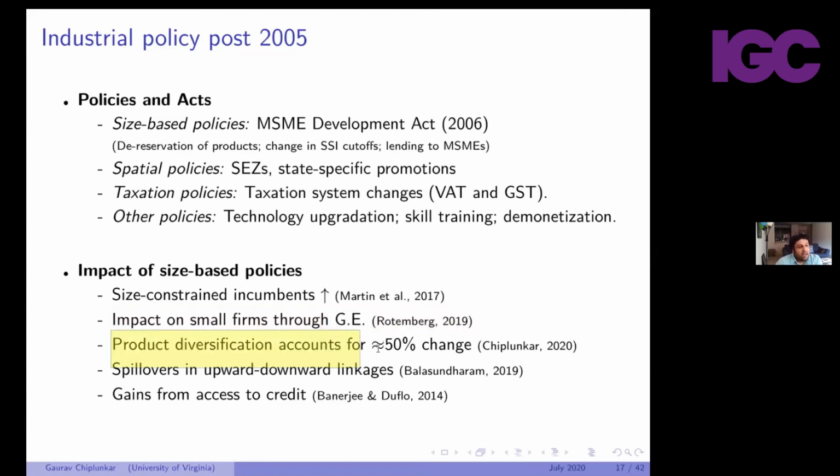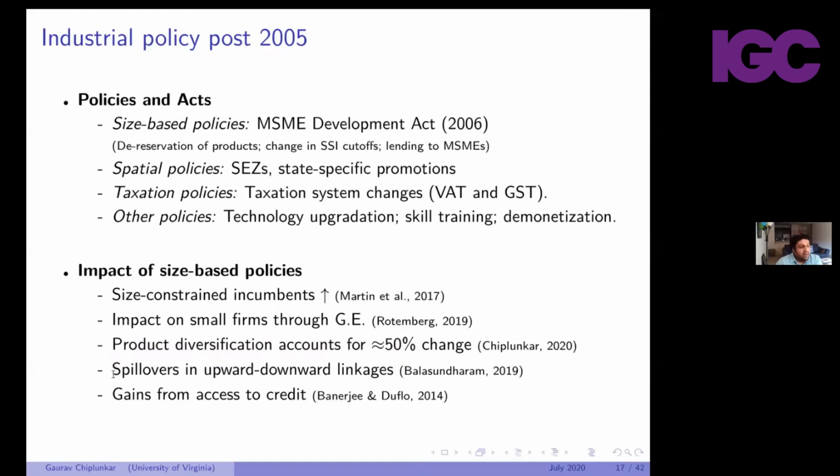The other channel which I have explored in my research is product diversification. That's something that the ASI is very, very useful for, and even the NSS informal surveys, because what they capture is product level information, right? So another margin on which you can imagine firms deciding is not only whether I want to hire more workers or capital, but also which products I want to manufacture, right? So these policies also have effects not only through these general equilibrium effects, but also through product diversification effects. And that turns out to be a very important channel as well.